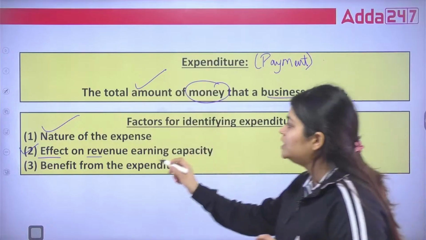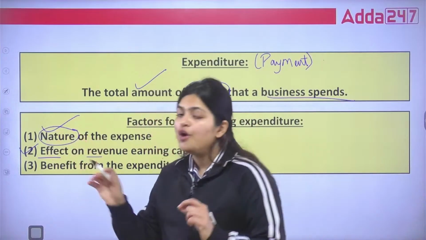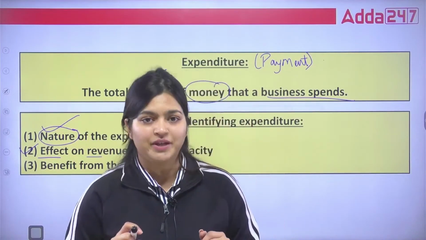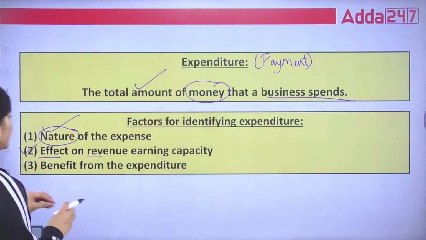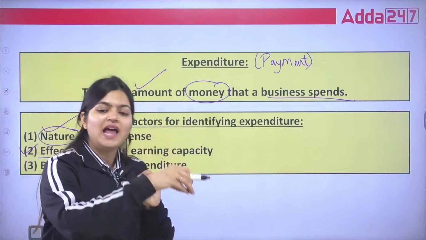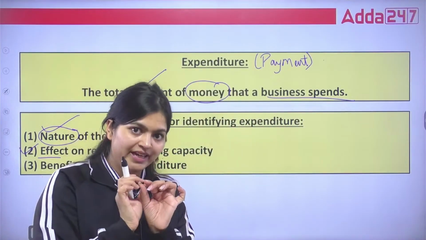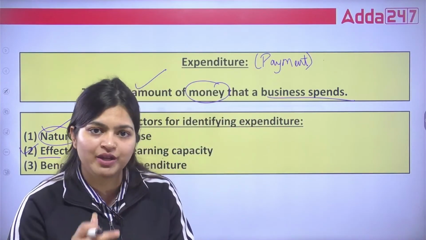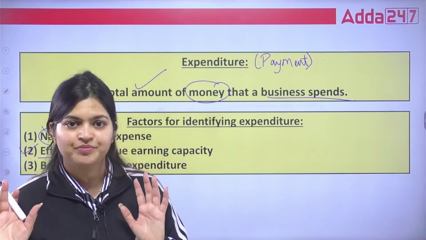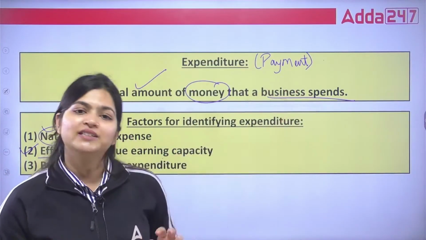So what have you understood? Nature means here which type of expenditure you are doing. Then time effect. If I am purchasing land, that is going to give me an effect for 10 years. But if I am purchasing raw material, I can produce it today and tomorrow I can sell it. Yes, the short-term benefit, long-term benefit.